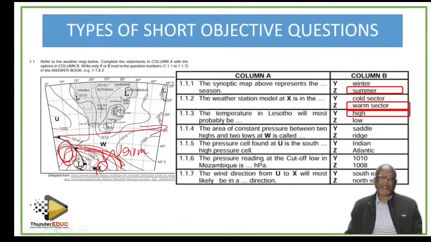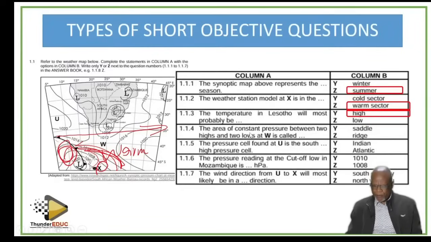Because we said temperature and pressure are inversely proportional. And the letters that you see here, the L and H, are representing pressure. So when you see L, it shows low pressure. And low pressure is created because the air is warm and it is rising. So here, the temperatures will be warm because you see the pressure being low.